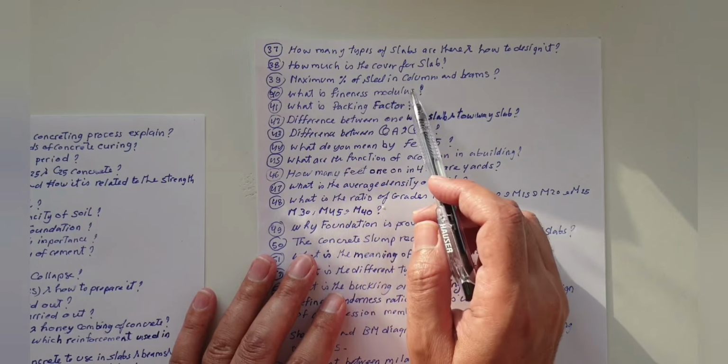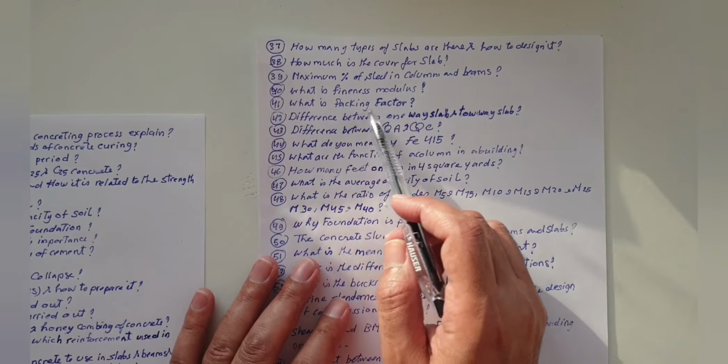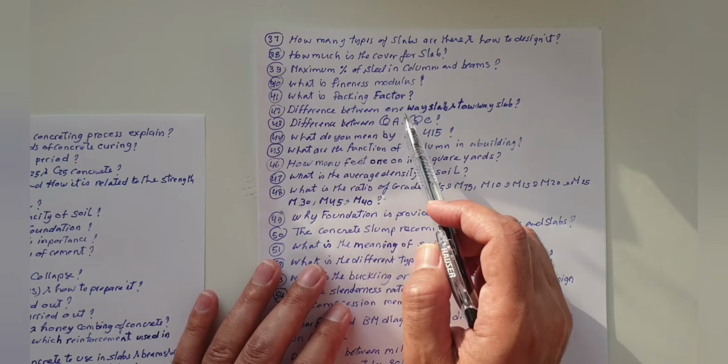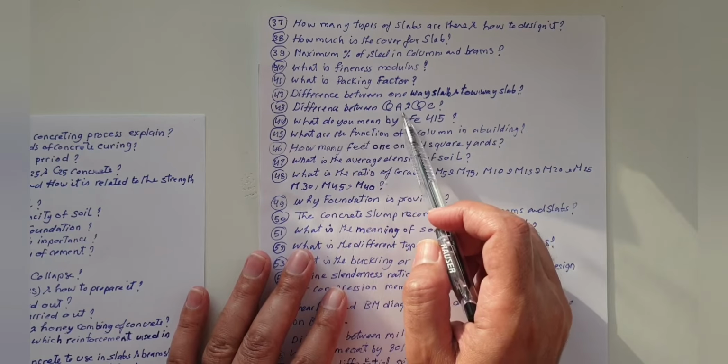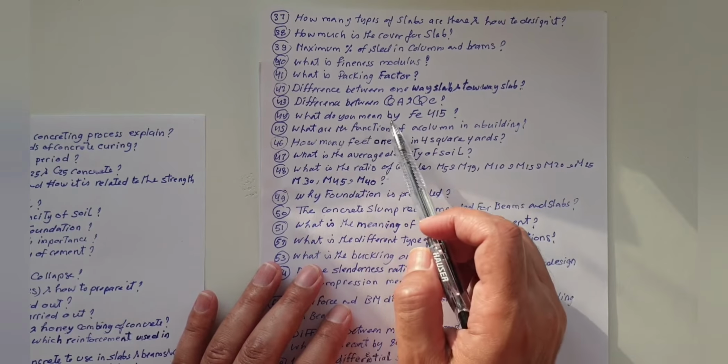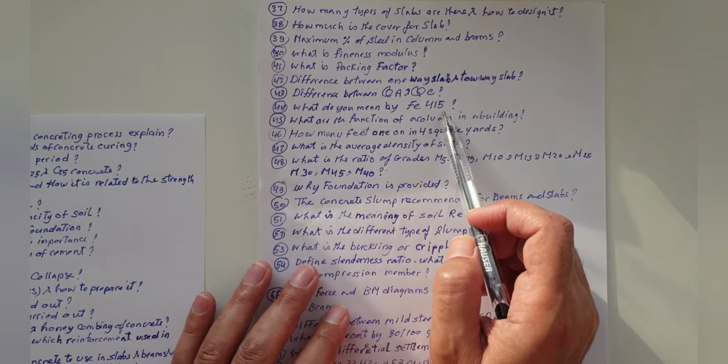What is the fineness modulus? And what is the meaning of packing factor? What is the difference between one-way slab and two-way slab? What is the difference between QA and QC? What do you mean by Fe 415?